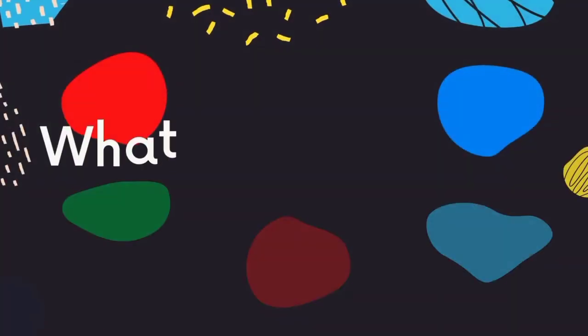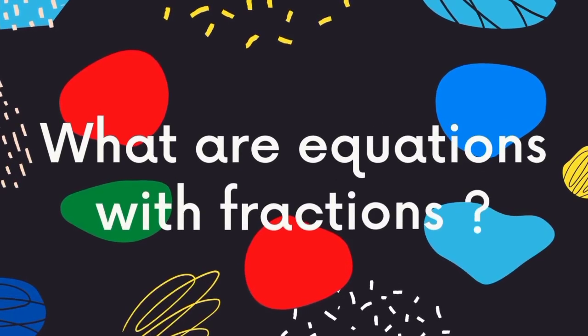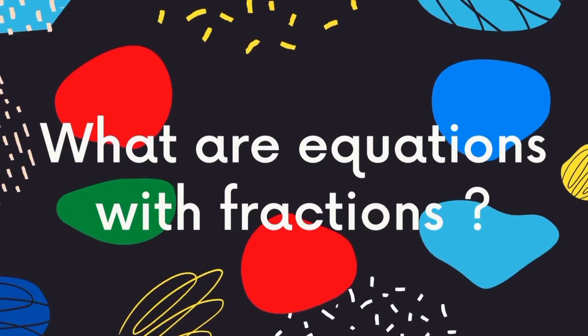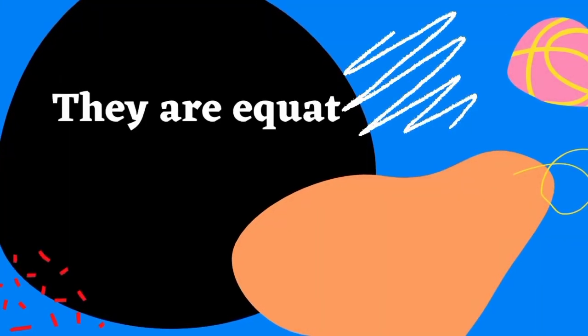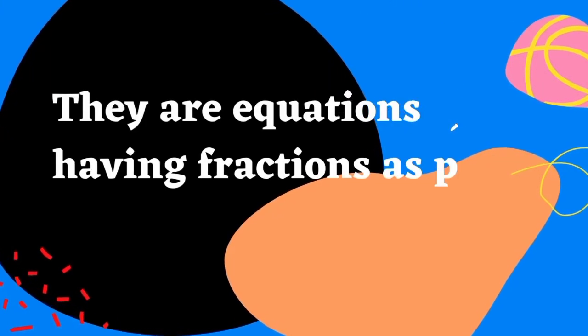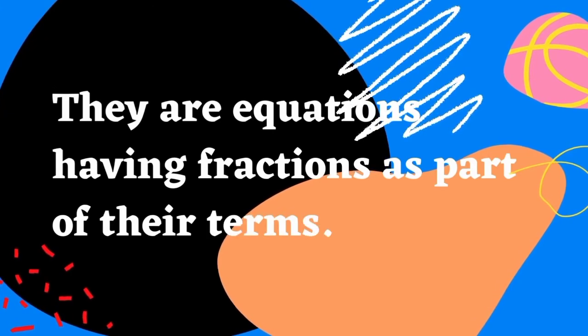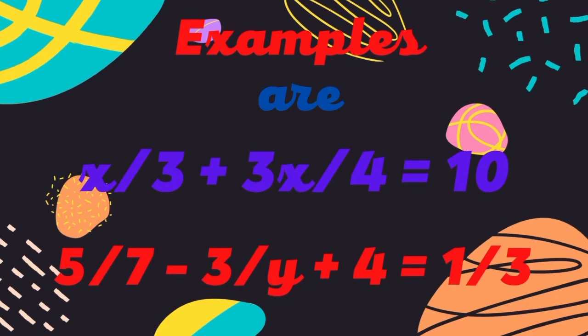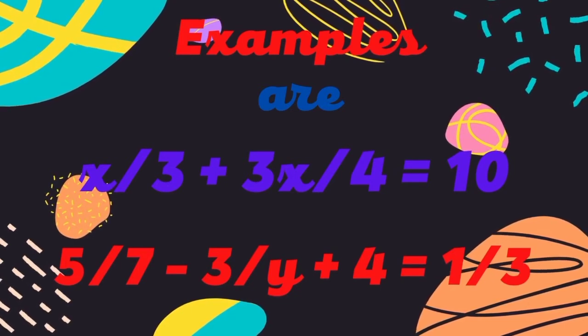Equations with fractions are simply equations that have fractions in their terms. That is to say, fractions are part of their terms. For instance, we have x over 3 plus 3x over 4 equals 10, and many other examples. Let's take a look at the first example here.